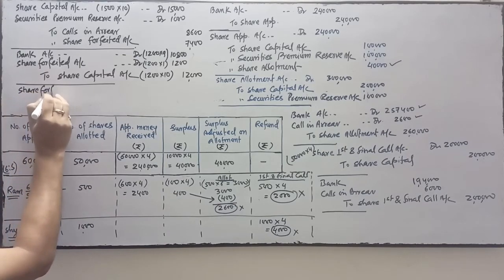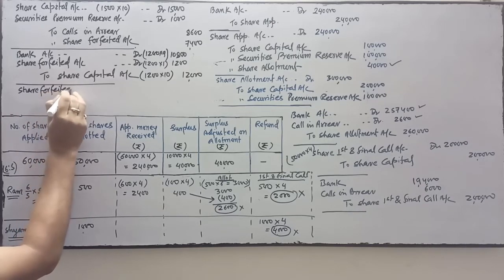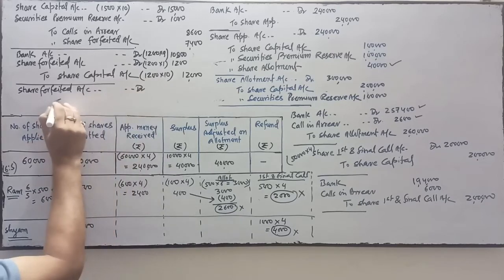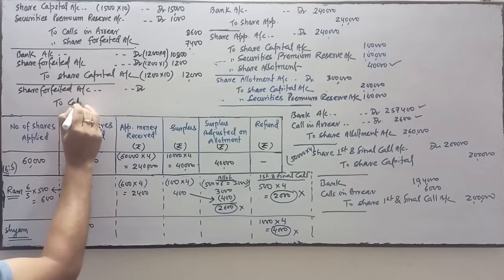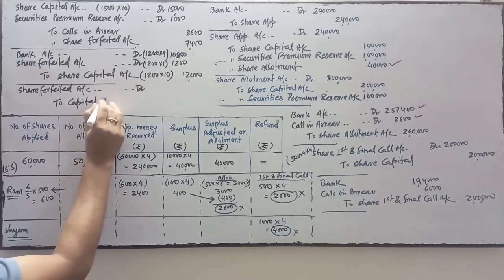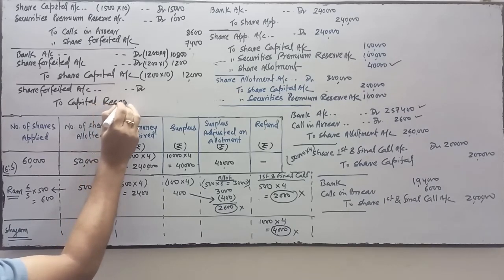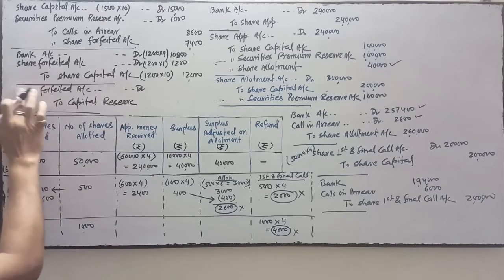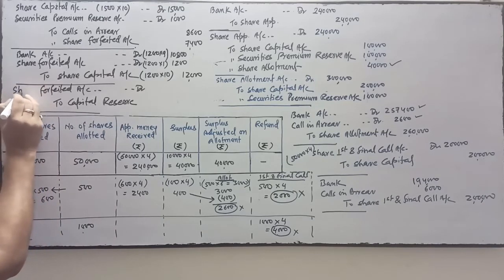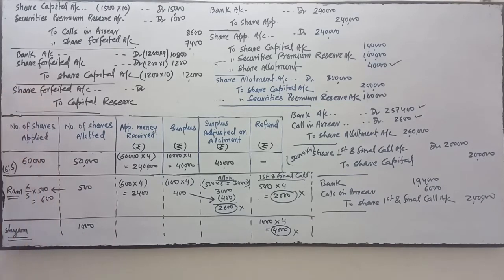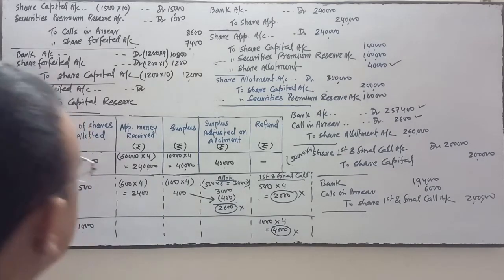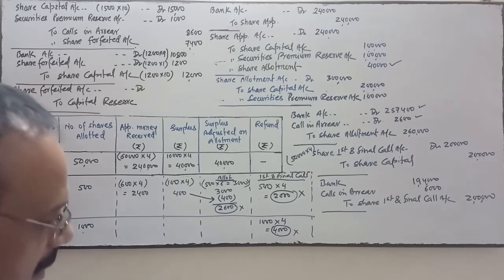Now the last entry is share forfeited account debit to capital reserve. Now we have to transfer finally to capital reserve, share forfeited account debit to capital reserve. So we'll do the calculation of this capital reserve. Now for that we have to see the last line.